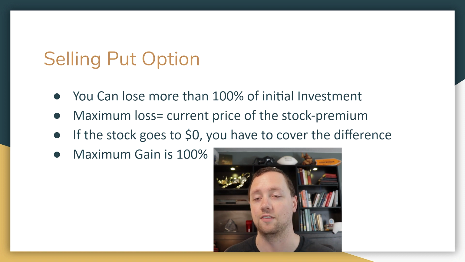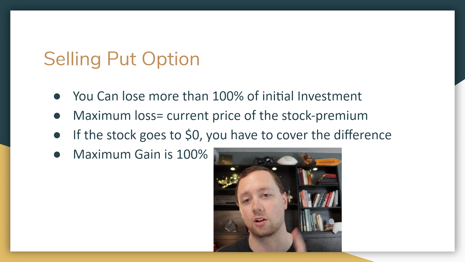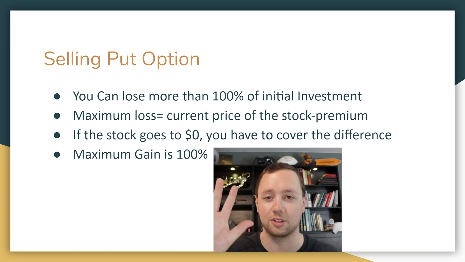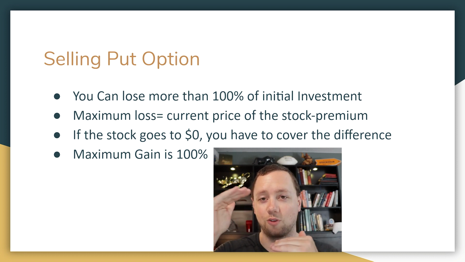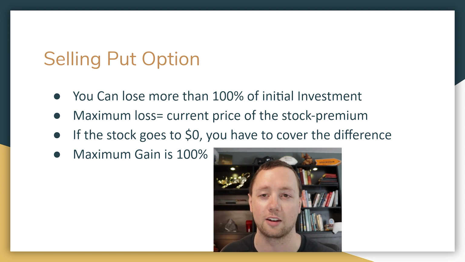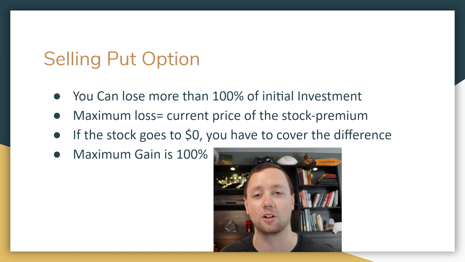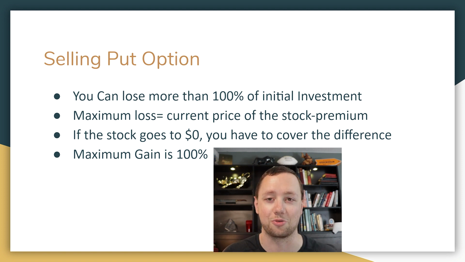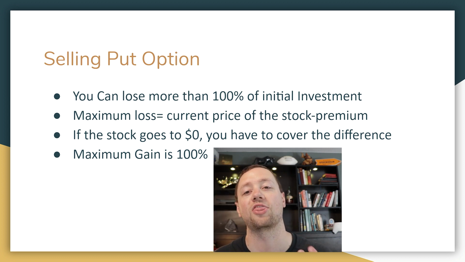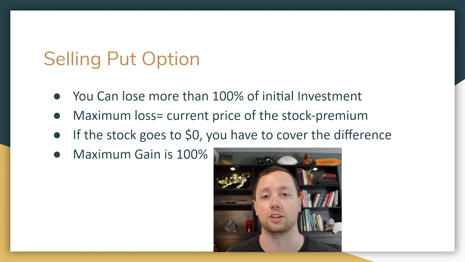For instance, if you sell that put option and you collect a $1 premium and the stock is currently at $5, if that stock goes down to $0, you have a $4 difference that you have to cover. So you have a maximum downside of 400%. If the stock price was at $10 and you collected a $1 premium, it can go all the way down to $0 and you have a $10 difference that you have to cover there. Therefore, you have a 1,000% risk on this trade.